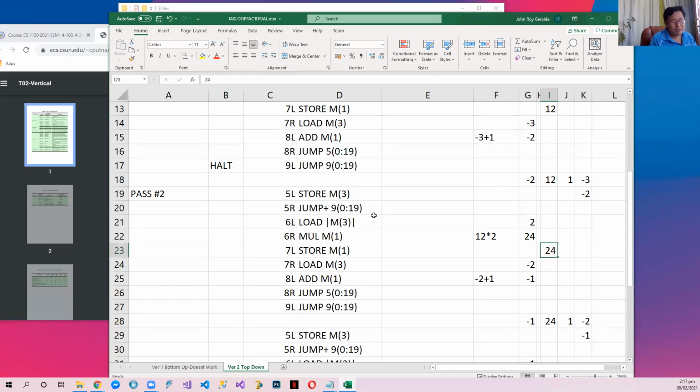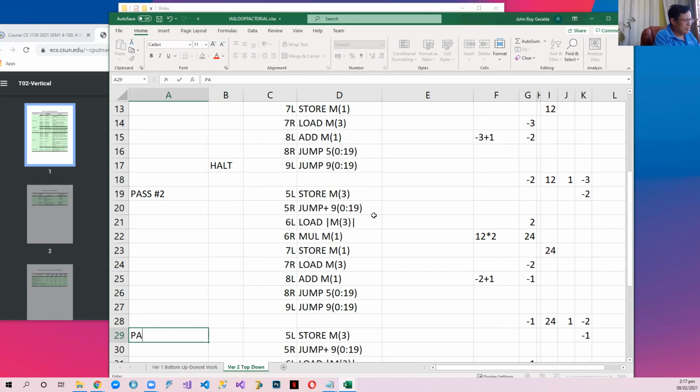So what's the next step? Compute for the next multiplier. The current multiplier is -2. So we load -2. AC becomes -2. We add M1, which is -1. And then the next is jump back to the head. Do you follow? No conditions. Jump back to the head. So we go back to pass number 3.